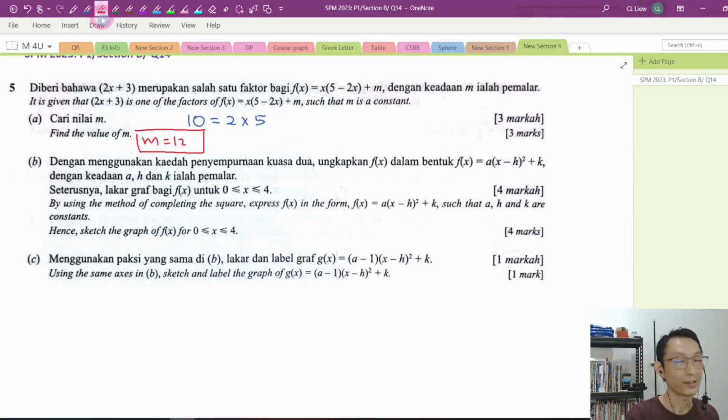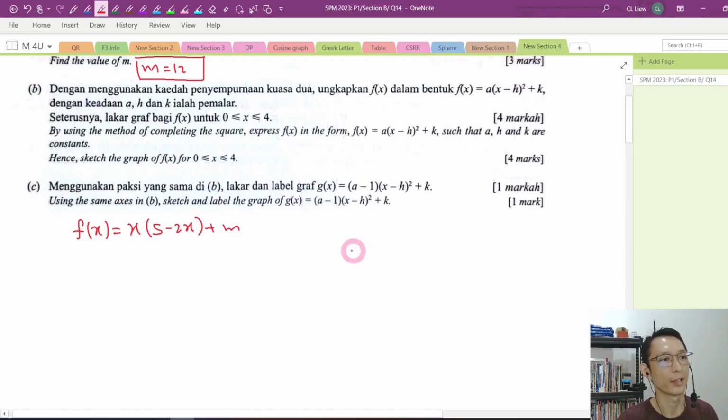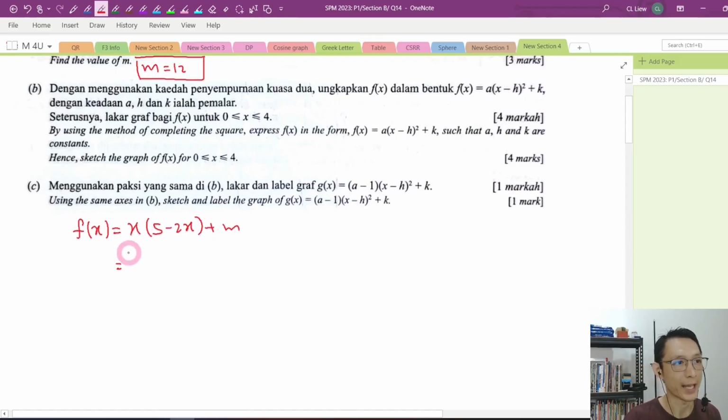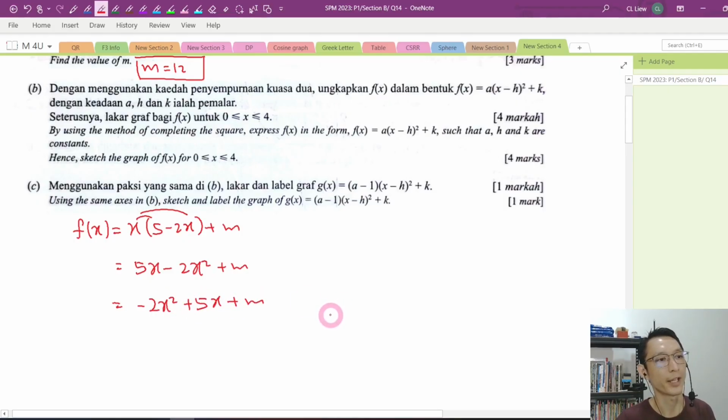Okay, let me show you another way. Let's try another method, see whether we can get exactly the same answer. F of x is equal to this, x times 5 minus 2x plus m. Here I'm going to do expansion. Distribute the x for this two term: 5x minus 2x squared plus m. Let me rearrange all these terms. Okay, now let me stop here.